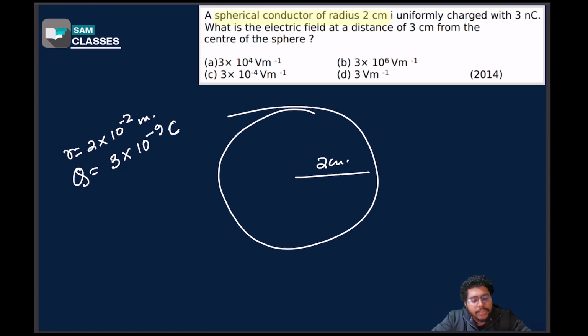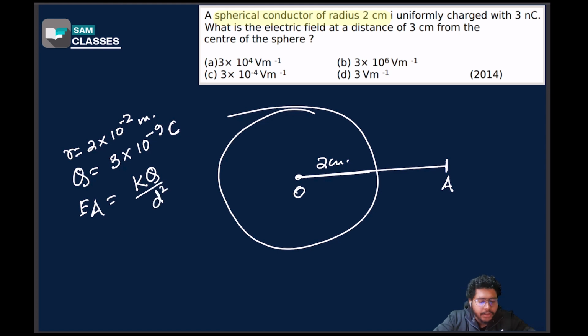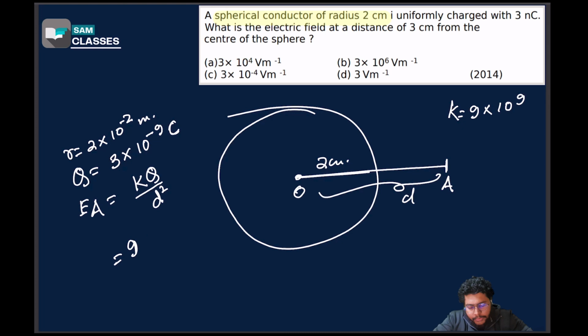What is the electric field at a distance of 3 centimeter from the center? At this point, they want to find the electric field. So here, what does KCET want us to know? The electric field formula, which is K Q by distance square, K Q by R square or D square. The K value is 9 into 10 power 9. So K is equal to 9 into 10 power 9, Q is equal to 3 into 10 power minus 9, divided by D square.